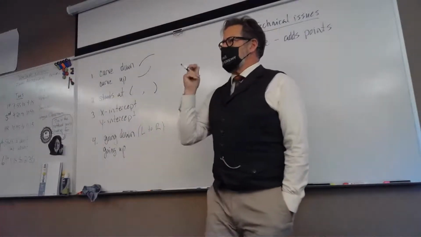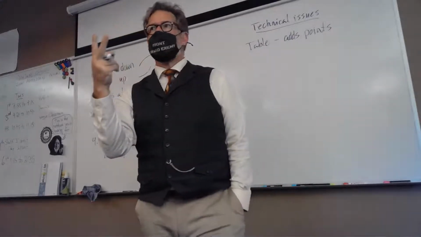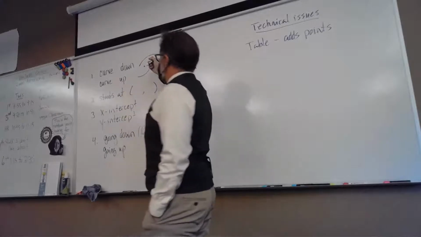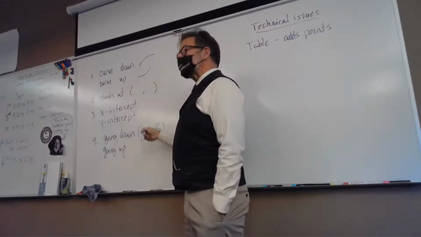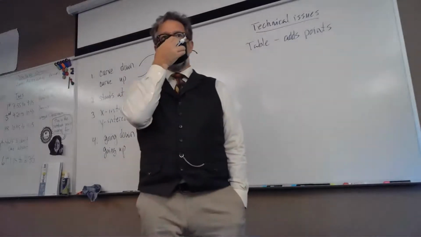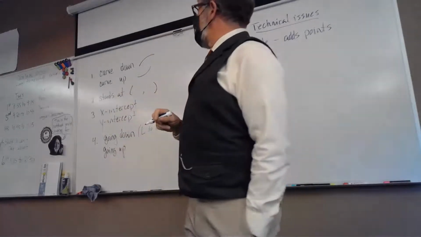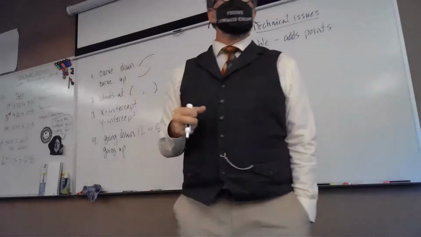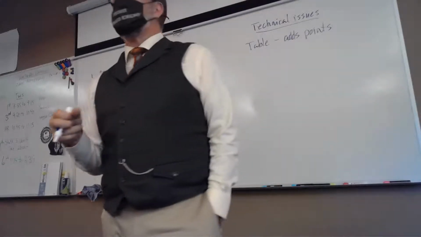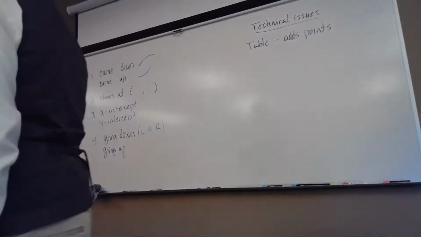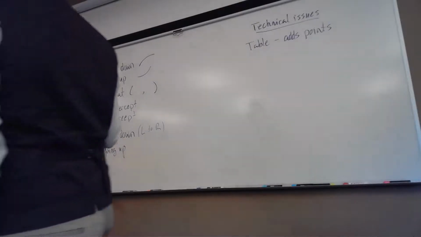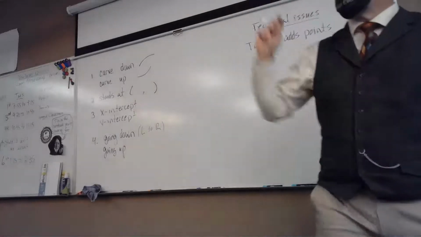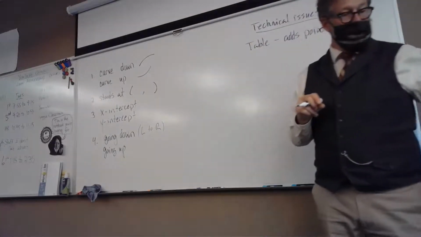I want you to take 2 minutes. I want you to talk to your partner, and I want you to make sure that you have all 4 of those pieces of information. Have you written down whether it's curving down or curving up? Have you written down that starting point? Have you written down the X and the Y intercepts if it has them? Or you've said none if it doesn't. And you've written down whether it's going down or whether it is going up. Go. Talk to your partner.